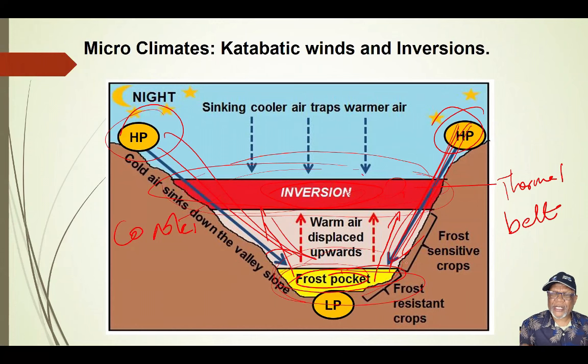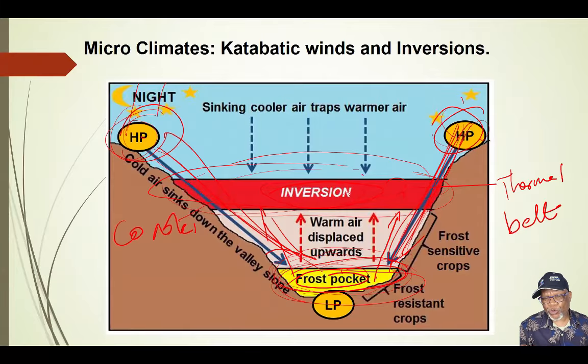Then during the night, I repeat, cold air accumulates on top of the valley because there is terrestrial radiation. The top of the surface becomes cooler, and as it gets cooler, the cold air is going to subside to the bottom of the valley. Then the subsiding cold air accumulates at the bottom of the valley. When the cold air accumulates at the bottom of the valley, the temperatures are going to drop below freezing point. And then when the temperatures drop below freezing point, we are going to get frost pocket.